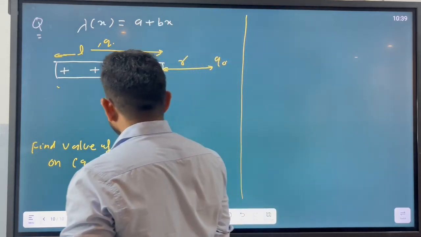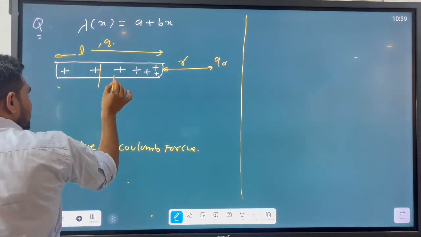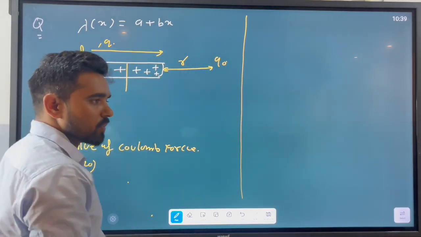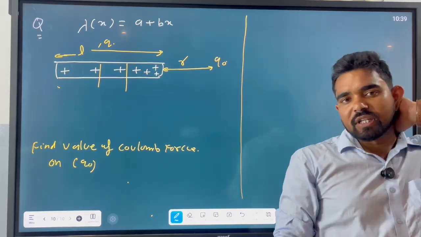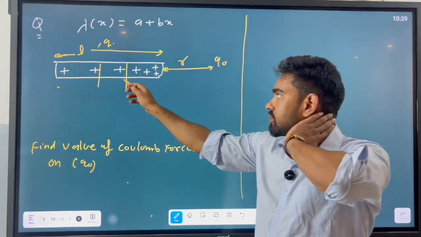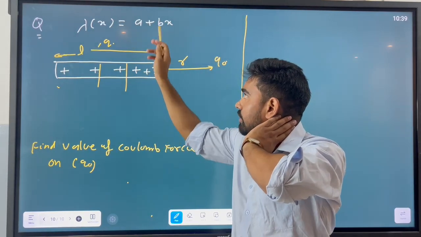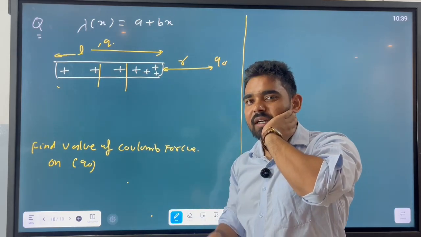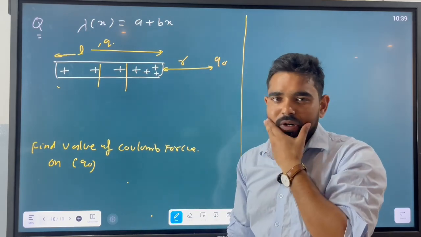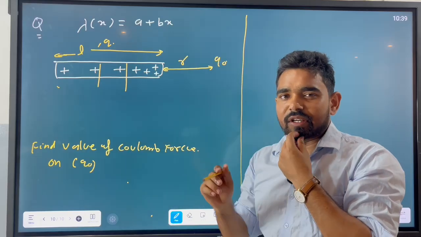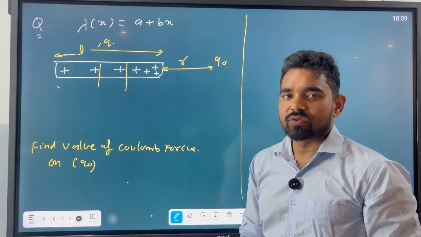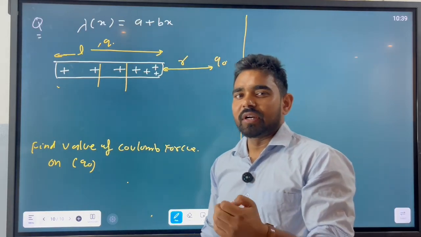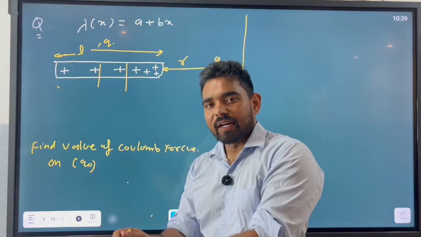To solve this problem, we cannot directly use the formula of the Coulomb force, because the Coulomb force formula is valid only for point charges, and here the first charge is distributed and also non-uniformly. So we cannot directly use k q1 q2 divided by r square, because this formula is valid only when both charges q1 and q2 act as point charges.